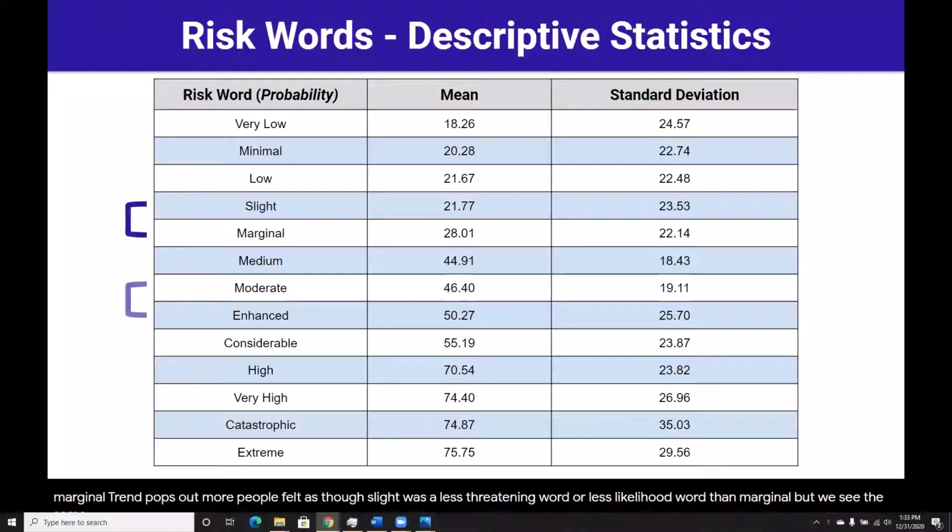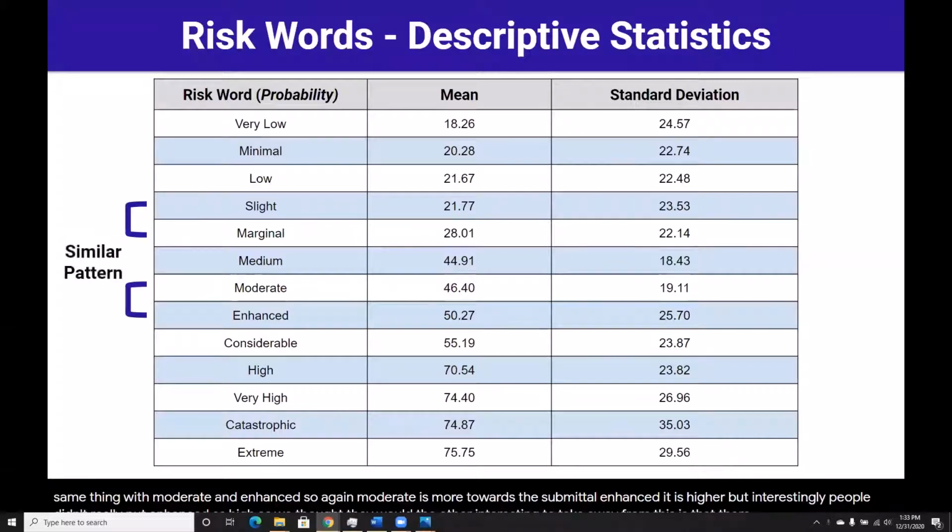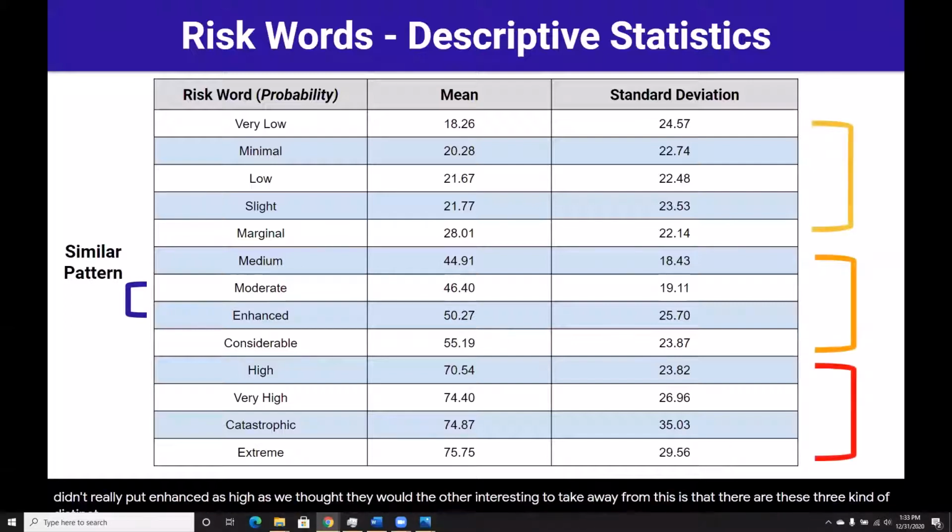But we see the same thing with moderate and enhanced. So again, moderate is more towards this middle, enhanced is higher. But interestingly, people didn't really put enhanced as high as we thought they would. The other interesting takeaway from this is that there are these 3 kind of distinct segments of these risk category words. We see this from very low to marginal as kind of this 18 to 28 level.